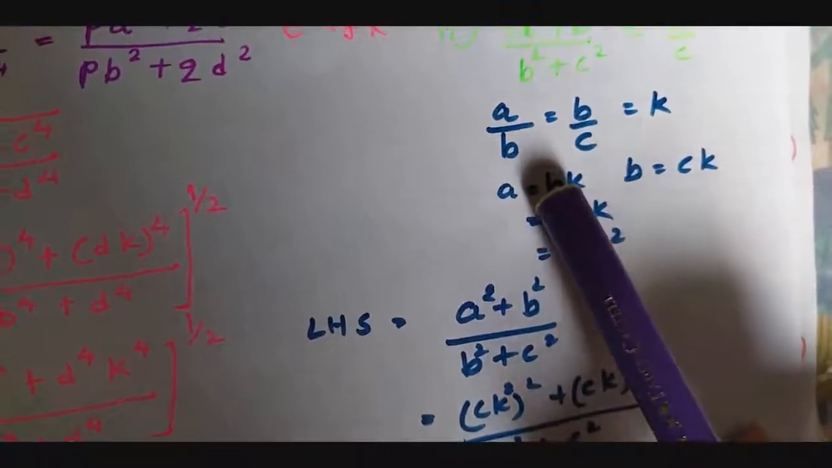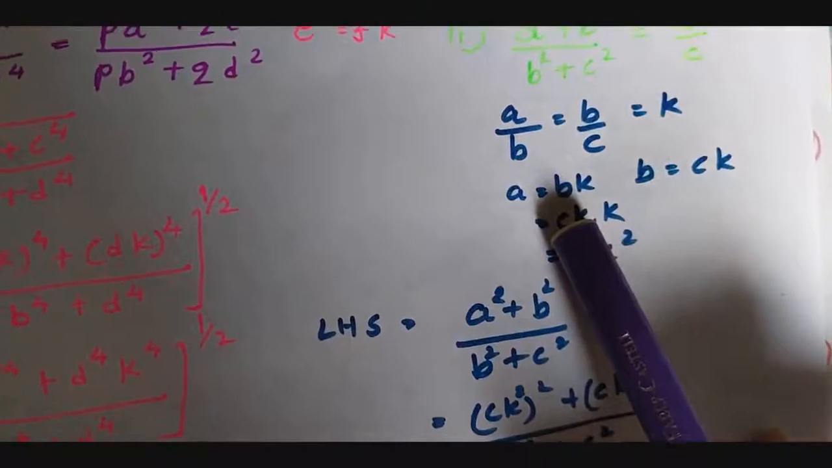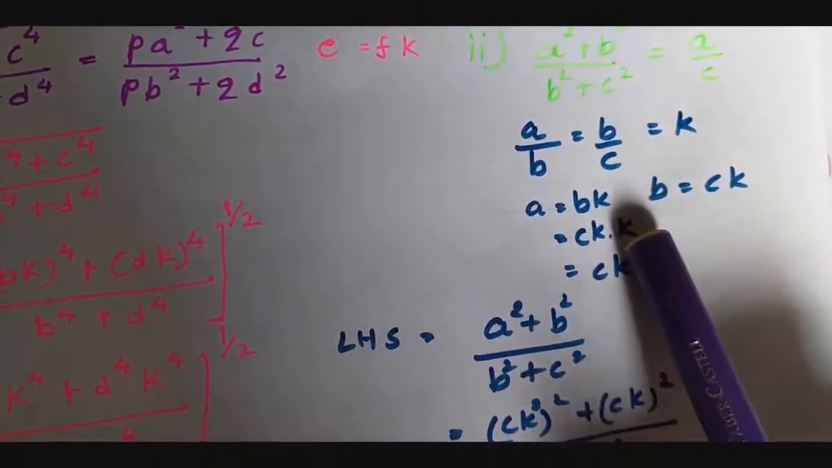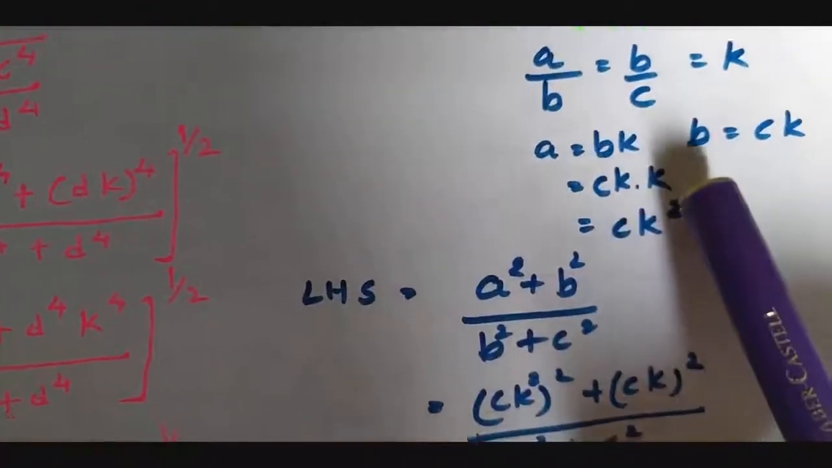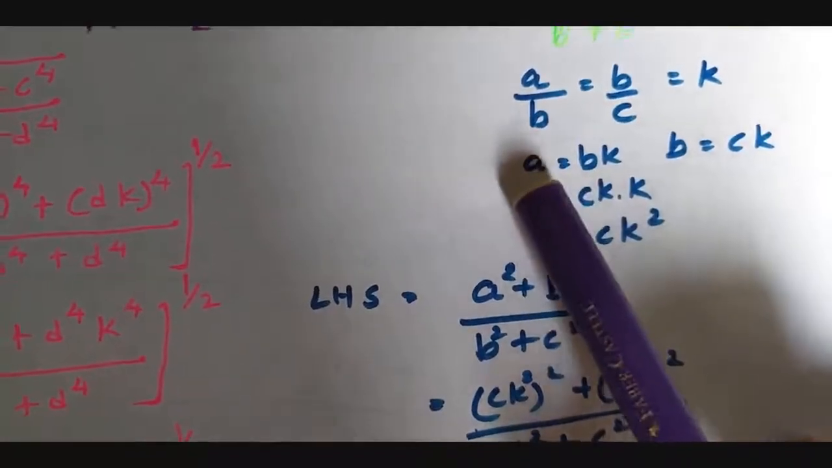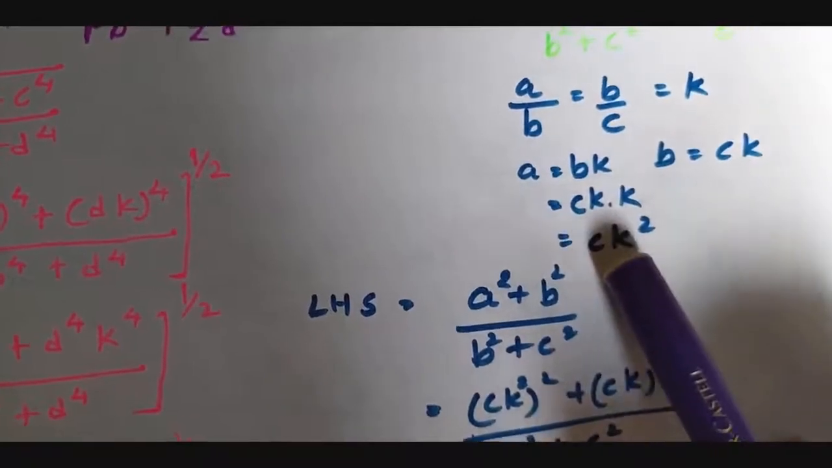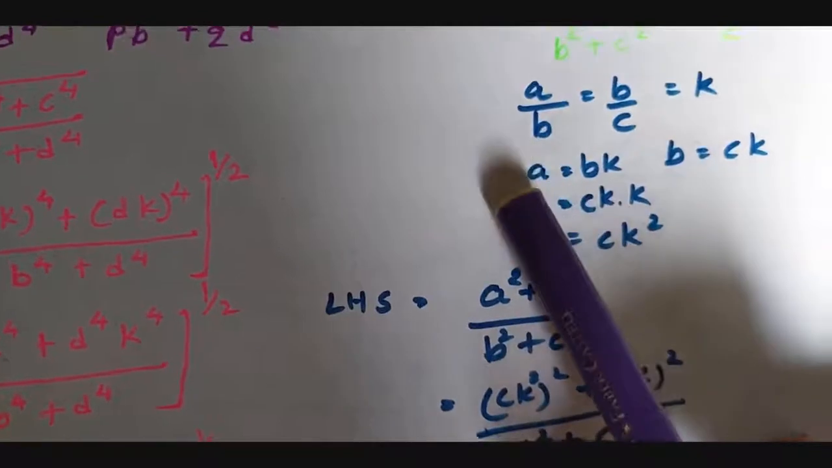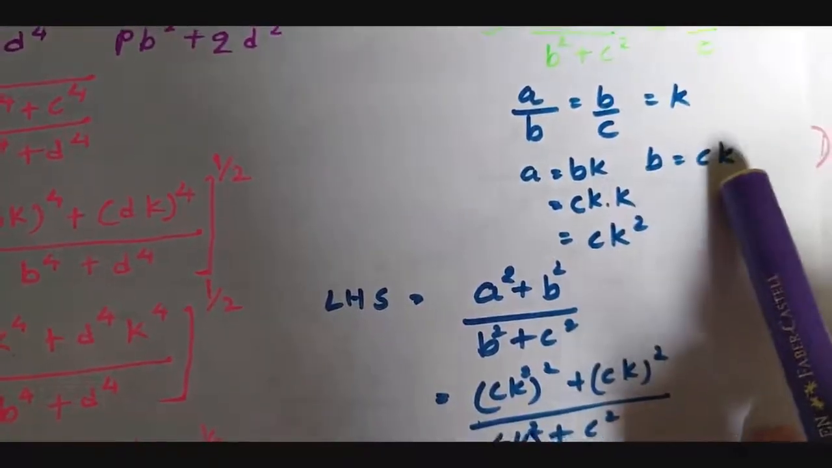Here a is equal to bk, and the value of b is equal to ck. So placing it here, and this k remains as it is. You see, this value of b is ck and this k remains as it is. So I get ck^2. That is our value of a, not only bk but now ck^2. This happens when it is continued proportion. So you get a also in terms of c and k, and b also in terms of c and k.